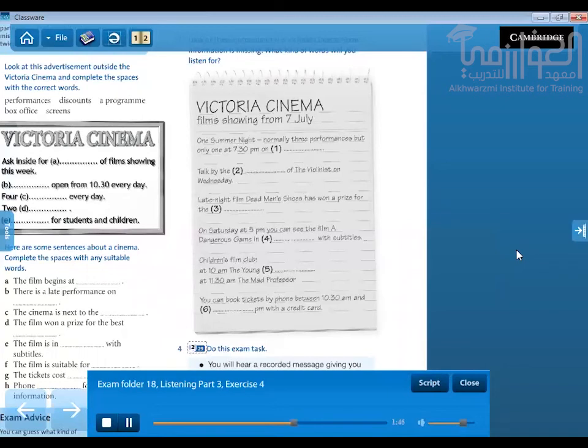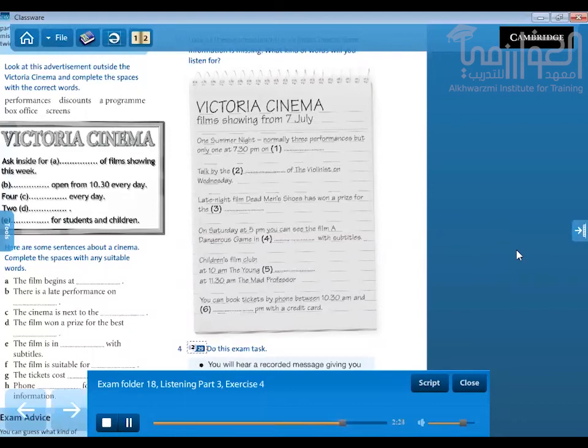There are 2 films showing in our Saturday morning film club for children. The film at 10 a.m. is suitable for children aged between 5 and 10 and is called The Young Princess. It is about the adventures of a young girl whose father becomes king of his country by mistake. At 11:30, we are showing The Mad Professor, which is a comedy. All tickets are £4.50, except for children and senior citizens who pay £3.50.